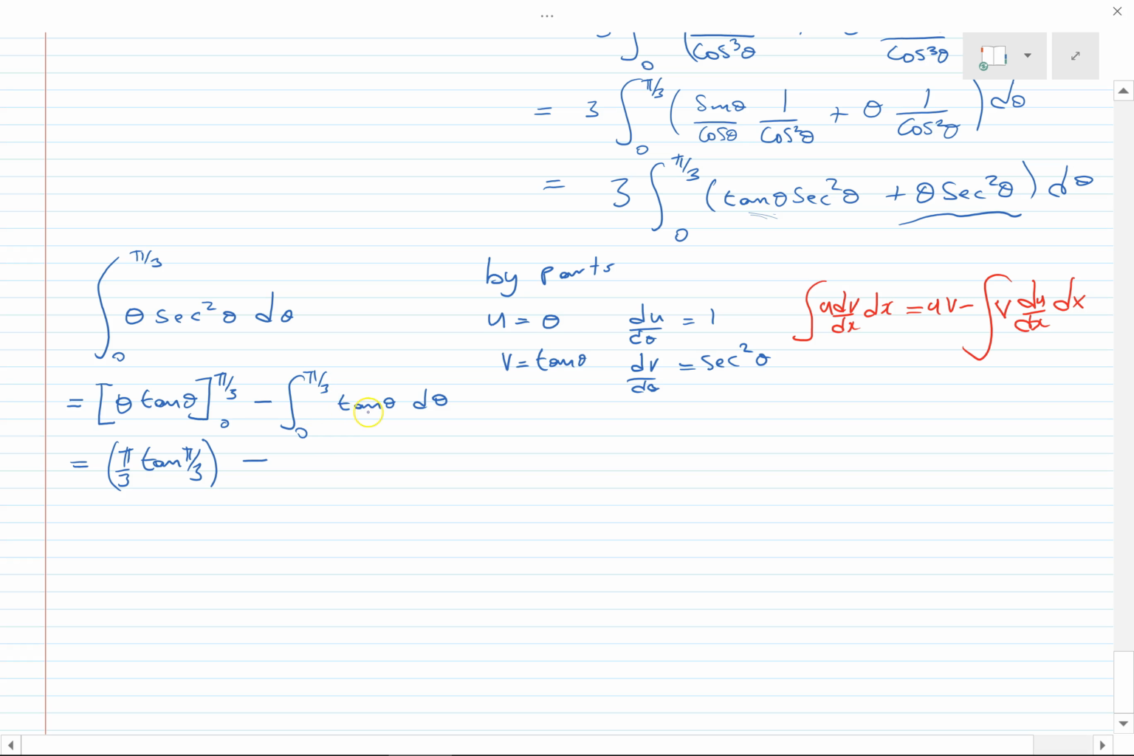And this tan theta integrated is in the formula book. I would explain why it is, but we've got too much to do here, so it's in the formula book, pi over 3 to 0. So working out the pi over 3, tan pi over 3 is the square root of 3, so we've got the square root of 3 pi over 3 here for that bit. Take away ln sec pi over 3.